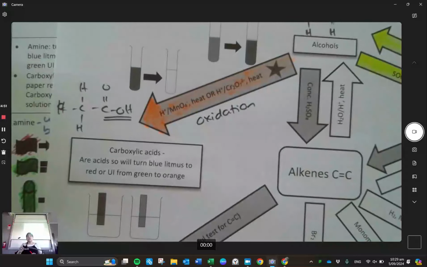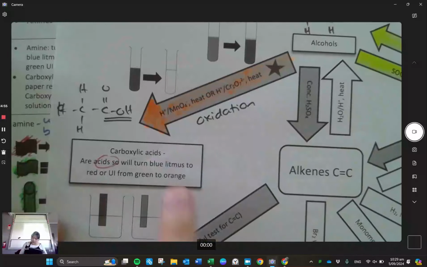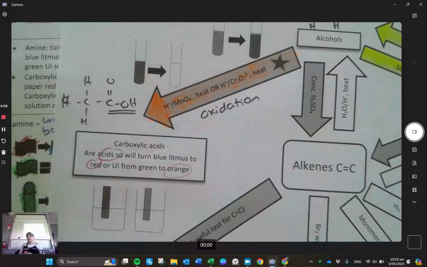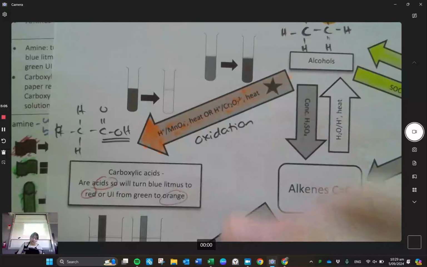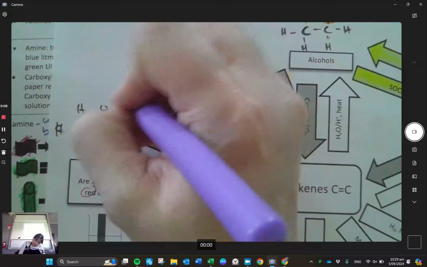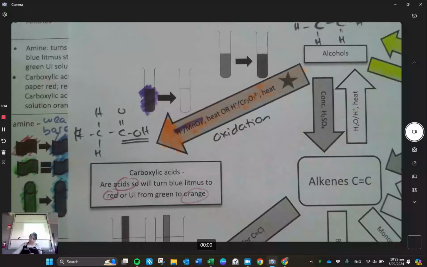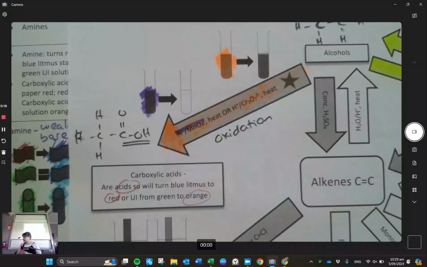Other things to note is that carboxylic acids are acids, and so they will turn blue litmus red, or they will turn universal indicator orange or red. You can test for that in many ways. You can make this reaction occur with potassium permanganate, which will go from a purple to colorless, or you can use dichromate over here, which is going to go from an orangey color to a green color.